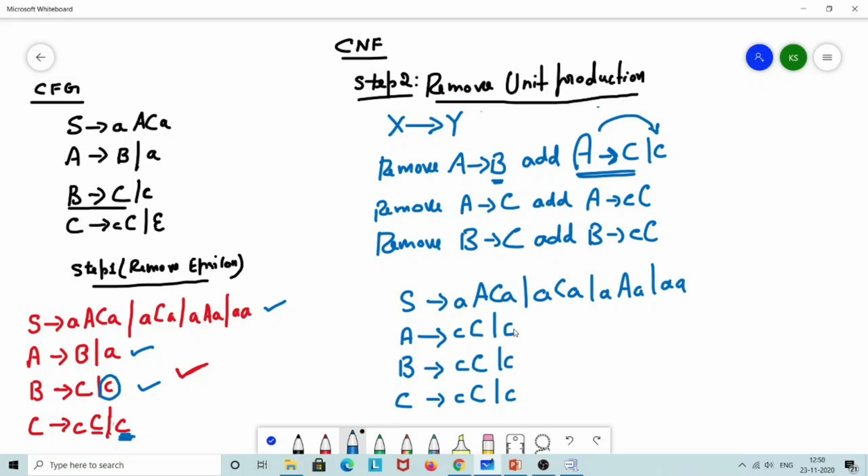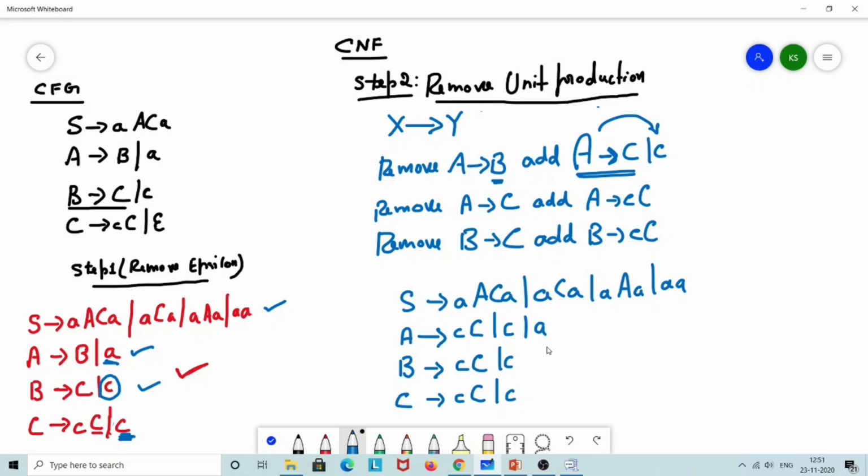Forgot to mention, A is having a small rule. It is giving a terminal a, which I have to add here, or which should be retained here. I don't have anything with respect to B. So this is the answer I get after removing unit production from my grammar.